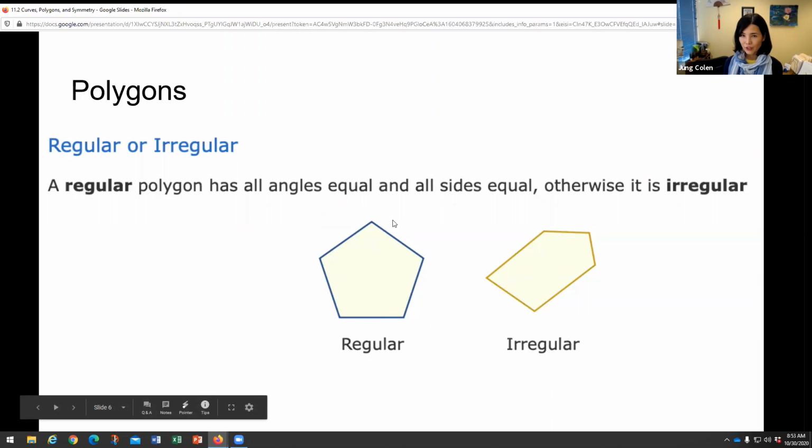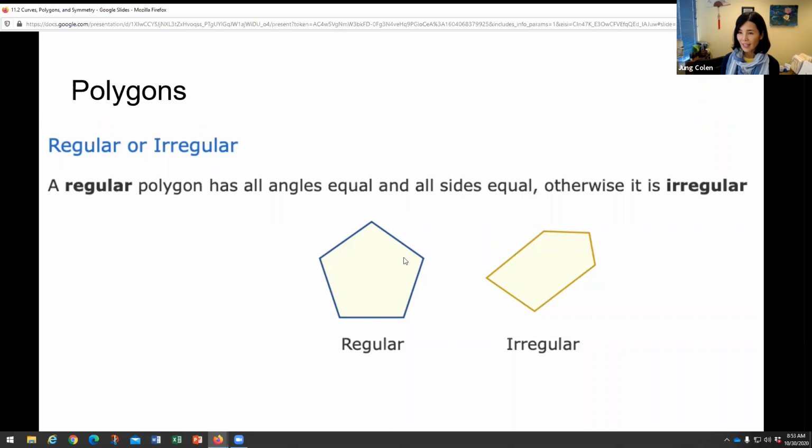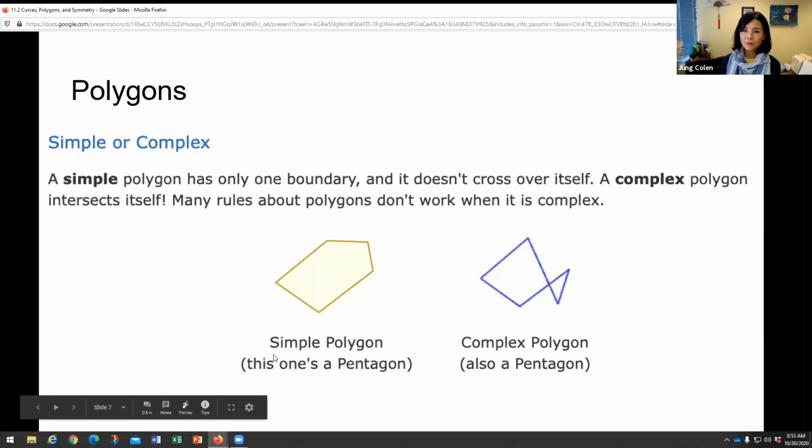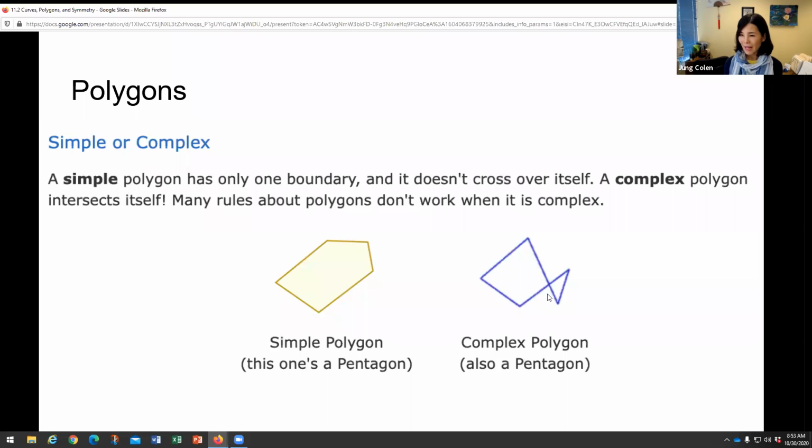So you need to know regular polygon means all edges are congruent and all angles are congruent. Otherwise, it's irregular. And simple polygon or complex polygon is another category that we can talk about. A simple polygon is a polygon with only one boundary. So you can see there's only one polygon. For a complex polygon, you can see there are actually two polygons compounded together, right? So we call that a complex polygon.